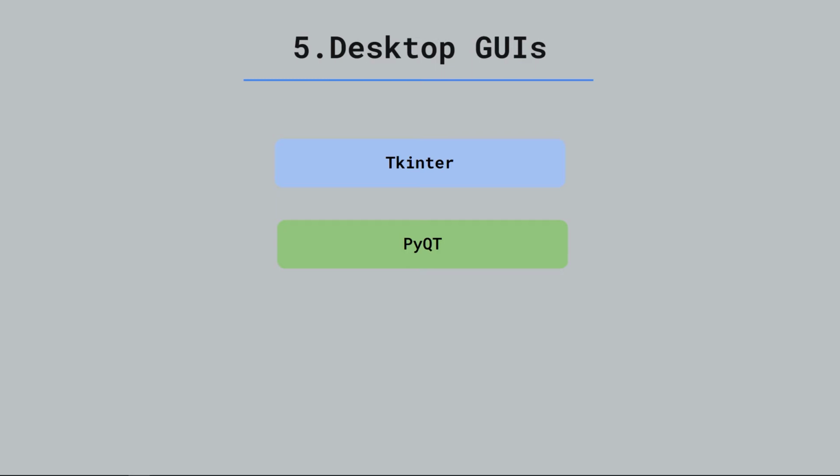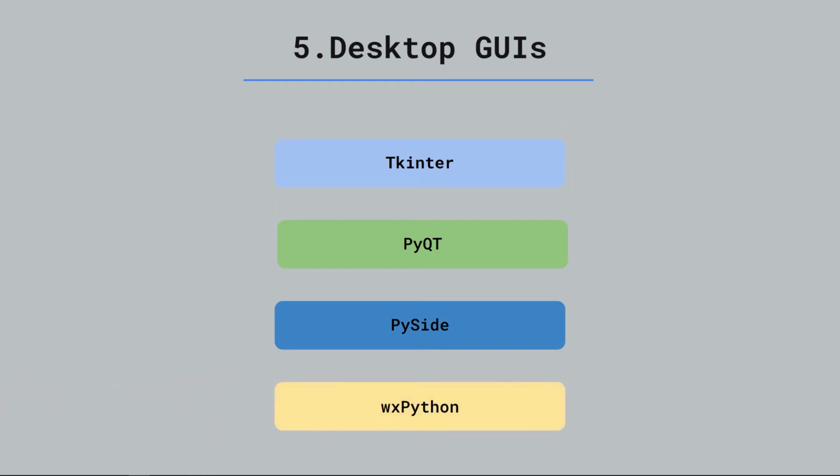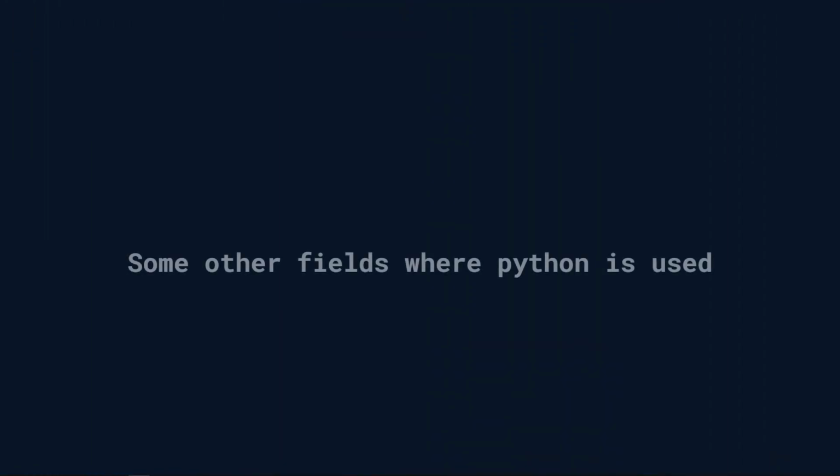PySide is another GUI framework for Python, and it is the official Python bindings for Qt. Therefore, it is even called Qt for Python. And yeah, PySide and PyQt are both bindings for the Qt framework. Therefore, they have many similarities, but they are not the same. wxPython is a cross-platform toolkit for creating desktop GUI applications, and it is actually a Python wrapper around a C++ library called wxWidgets.